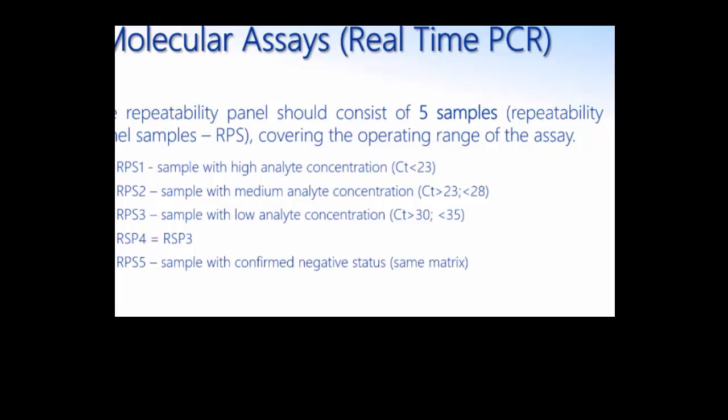For the third sample in the panel, we would like to include a sample with low analyte concentration. So this sample would be somewhere above 30 and below 35 CT. And the sample number 4 should be the same. We can use maybe the replicates of the same sample, or we can include, which is better, another sample of low analyte concentration.